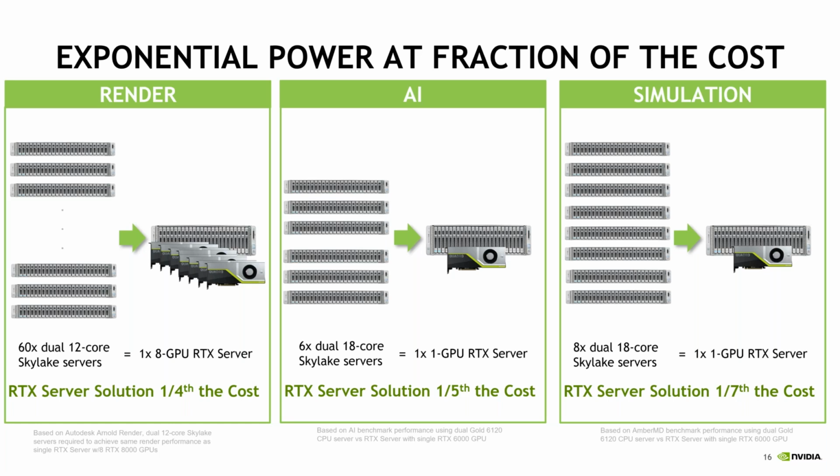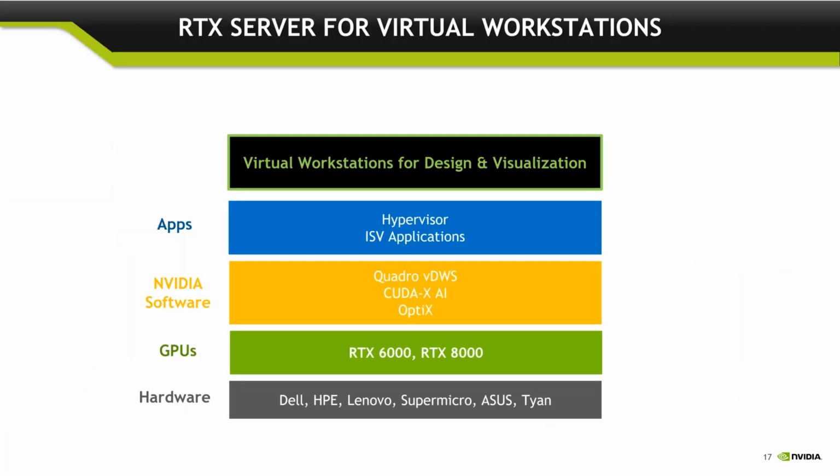All right. So we spoke about virtual workstations. This is how the virtual workstation stack looks. You have the server and the GPUs, which are the RTX 6000 and 8000 GPUs sitting on it. And then you have the NVIDIA software stack, which has the CUDA-X AI stack if you're from the AI side, OptiX for the rendering customers, and Quadro vDWS because you need to allocate virtual machines out of these GPUs. And then you can have your applications running on top of it.